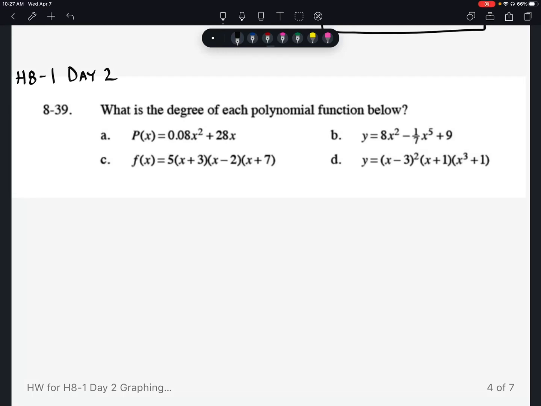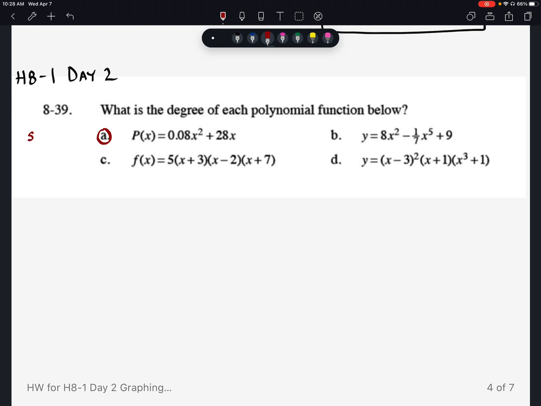Problem 8-39 from homework H8-1 D2. The directions state, what is the degree of each polynomial function below? As we look at these, starting out with letter A, we have p of x equals 0.08x squared plus 28x.